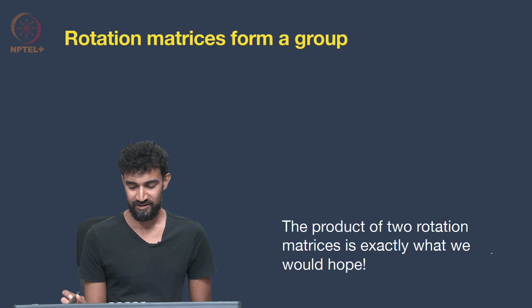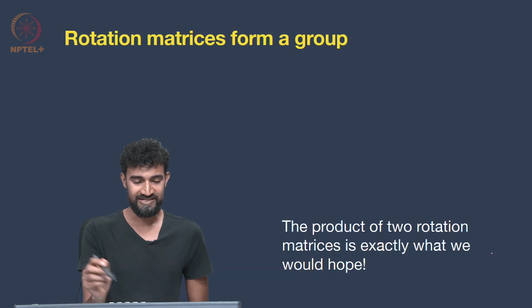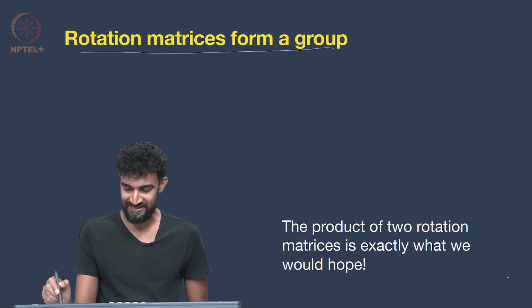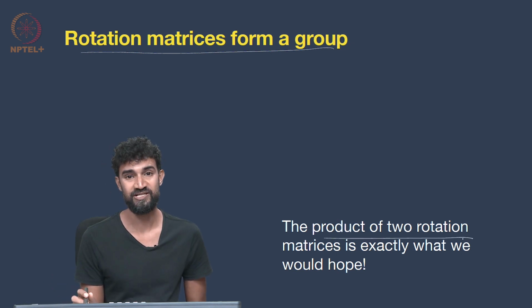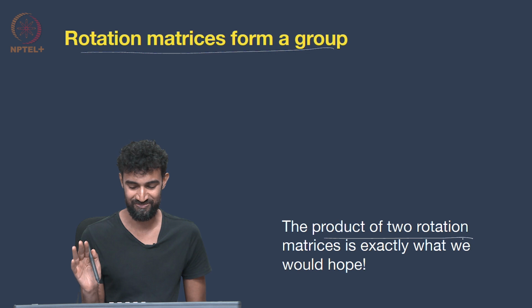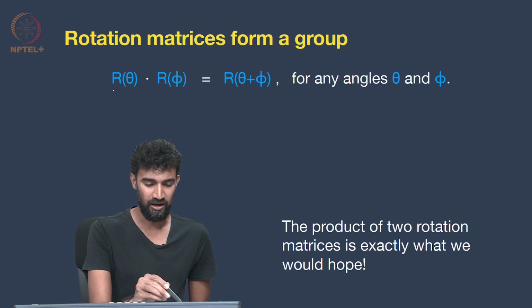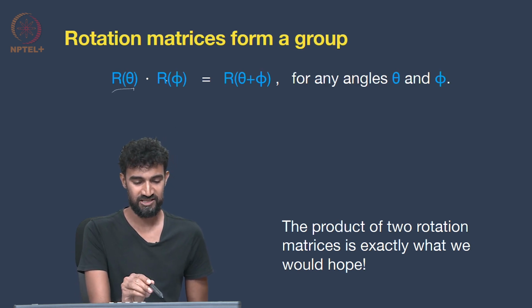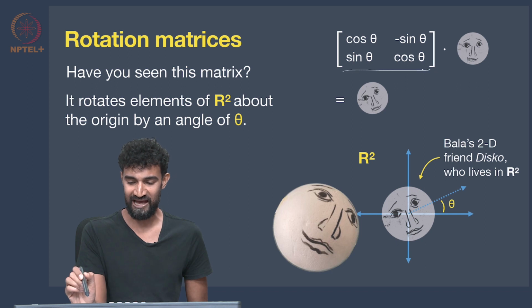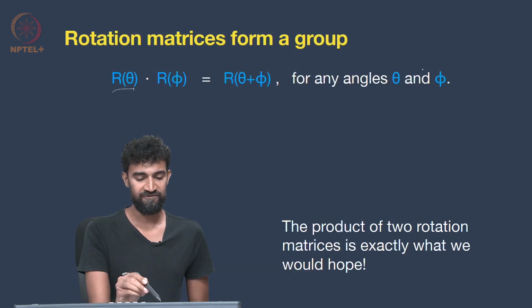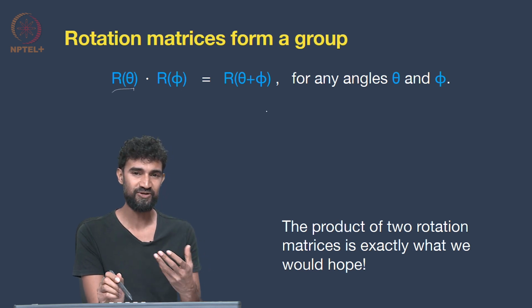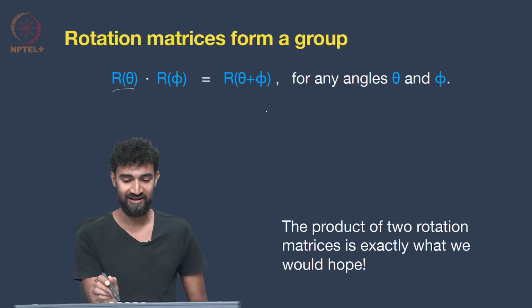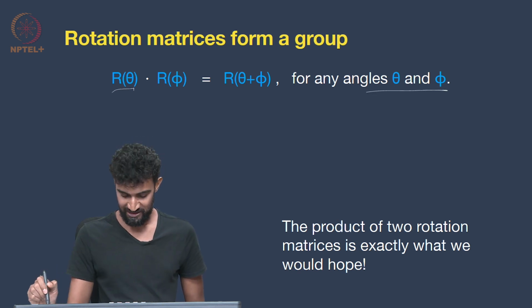So the really nice thing about rotation matrices is that they form a group. In other words, the product of two rotation matrices is exactly what you would hope it to be. R theta is the rotation matrix that I gave here with angle theta. R phi is the rotation matrix with angle phi. If we multiply them together, we would hope to get the rotation matrix by an angle of theta plus phi for any angles theta and phi.